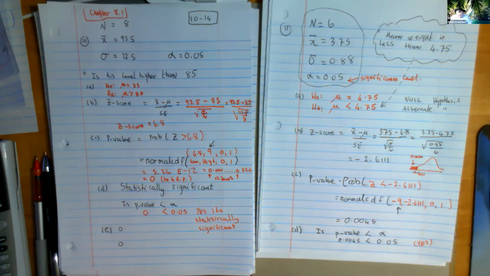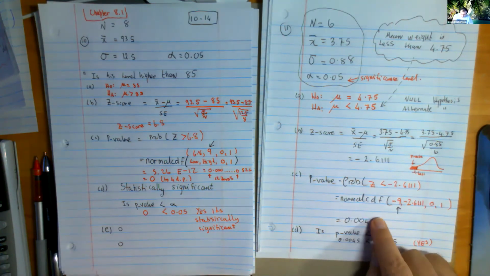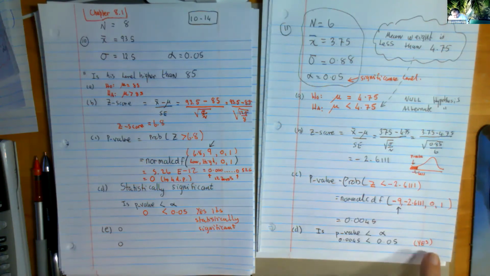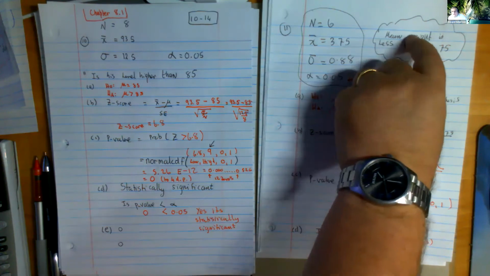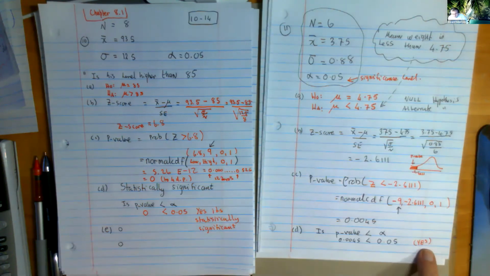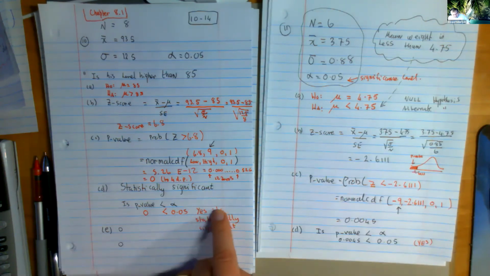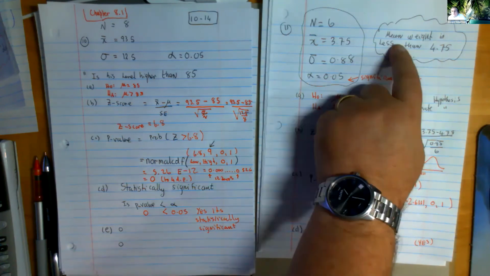And then the last bit is: is the p-value smaller than alpha? If yes, it's statistically significant and you've proved this. If the answer is no, it's not statistically significant and you haven't proved that.